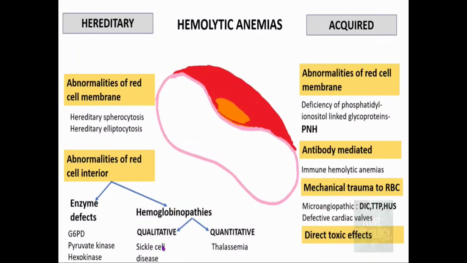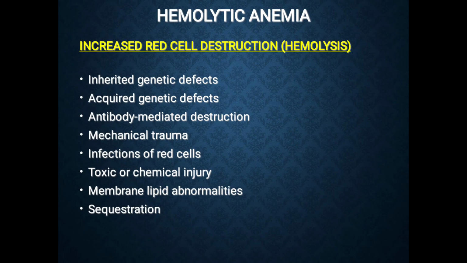Under hereditary, there is hereditary spherocytosis, hereditary elliptocytosis, and due to abnormal red cell interior, there are hemoglobinopathies, which are sickle cell anemia and thalassemia, and also due to enzyme defect, there is G6PD deficiency. And coming to acquired, there is paroxysmal nocturnal hemoglobinuria, immune hemolytic anemia, and microangiopathies due to DIC, TTP, and also due to toxicities.